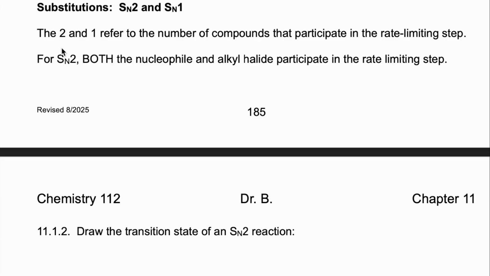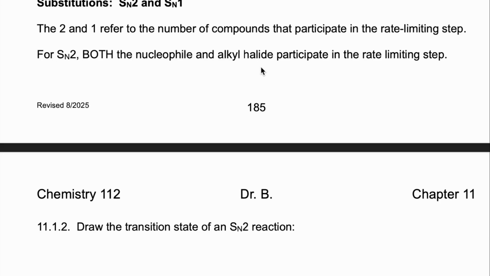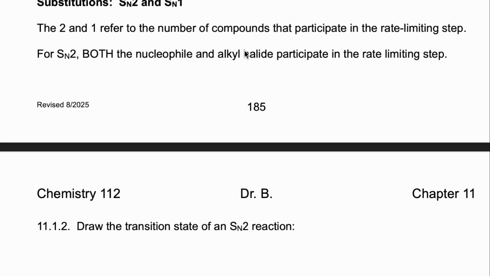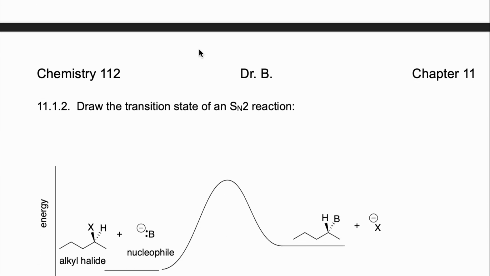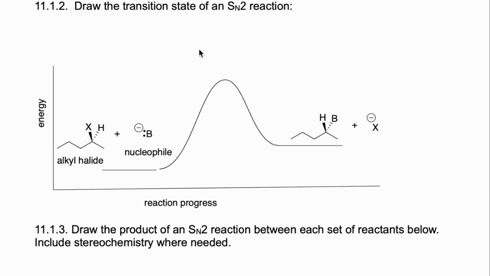So for SN2, we have two things coming together. We have both the nucleophile and the electrophile, or the alkyl halide, in that rate limiting step. And so this is a one-step reaction. So the 2 does not mean that there's 2 steps, it's a one-step reaction.